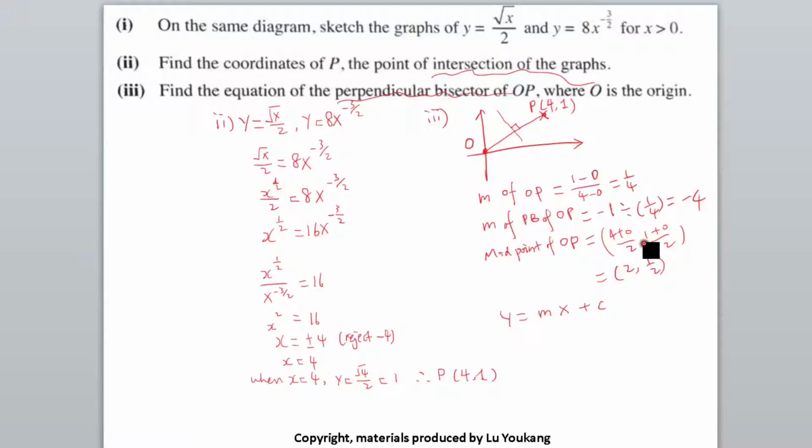So we need to sub in this set of x and y coordinates into the equation y equals mx plus c. Therefore, you can find out your c.